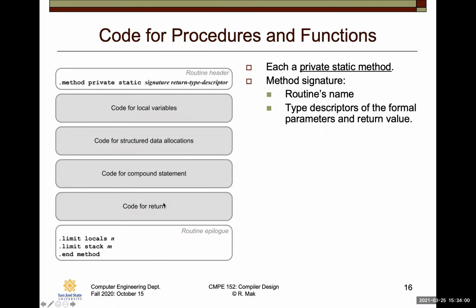Now there is boilerplate code. There is the signature at the very top, or the header, and then at the end we do have an epilogue, and you can see corresponding to the .method there is a .end method, and then we have these two limit lines. Now I guess you figured that already, that anything that starts with a dot is basically not an instruction, but it's a control for the assembler.